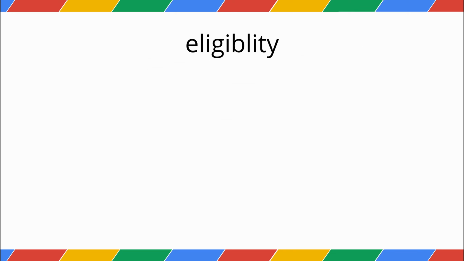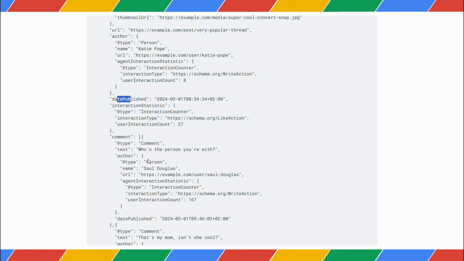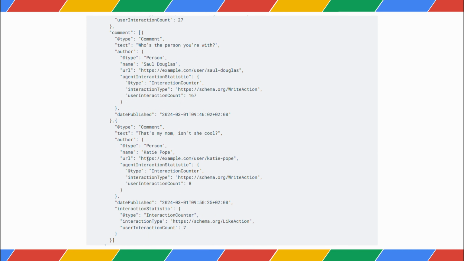To be eligible, you need to include a few required properties in your structured data. Let me show you an example code on the screen. Key properties Googlebot looks for: main entity of page, headline, text, video, author, date published. Explaining this on video is not engaging. I have added an example code and a testing tool link in the community forum post, which you can use to test and modify the code for better understanding.